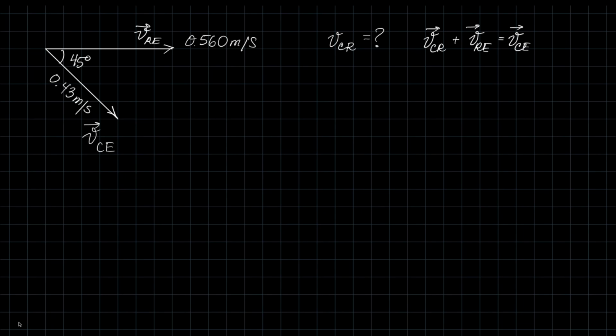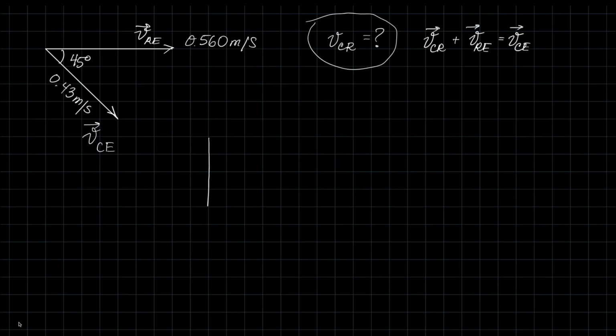Hello there, here's a help file for the question where you have a velocity of a canoe relative to the Earth and the velocity of the river relative to the Earth as shown in this diagram. So we have the canoe relative to the river as 0.43 meters per second at 45 degrees to the horizontal, and then the river is flowing east at 0.56 meters per second. Find the speed of the boat, of the canoe, relative to the river.